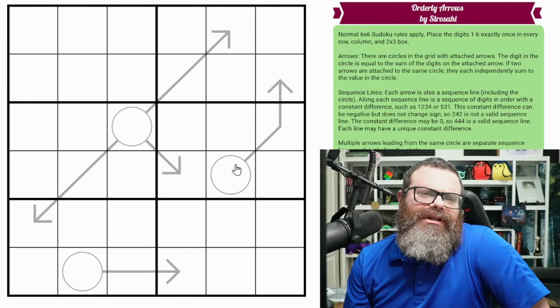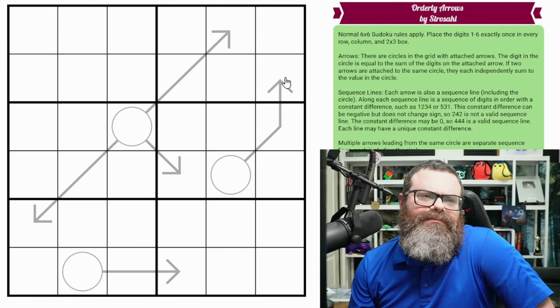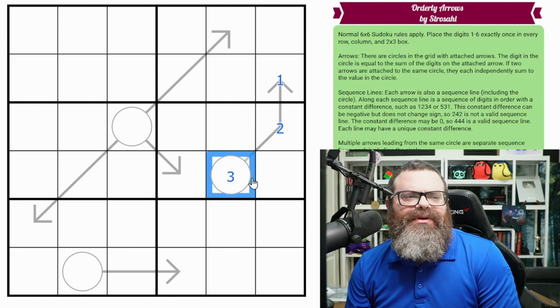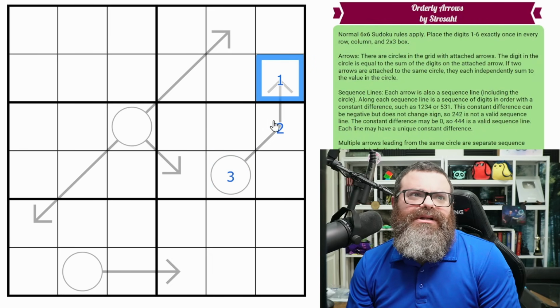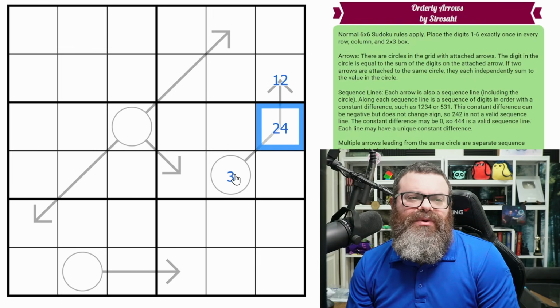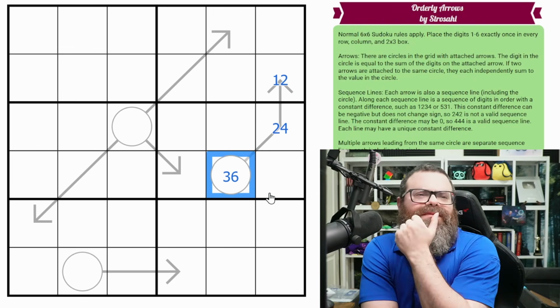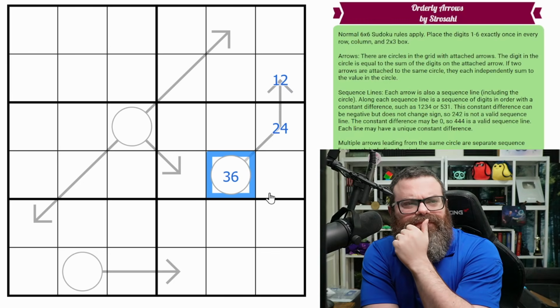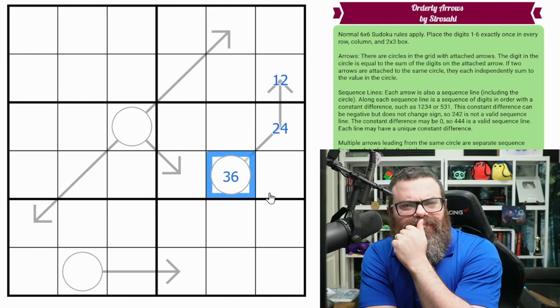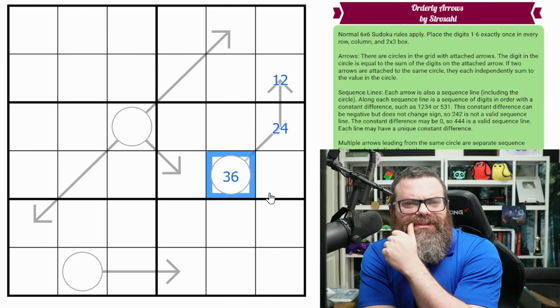We could definitely do 1, 2, 3. But that's the only way we could have the lower digit be 1. And then we could have 2, 4, 6. How do I think about this? Feels like those are the options: 1, 2, 3 or 2, 4, 6.